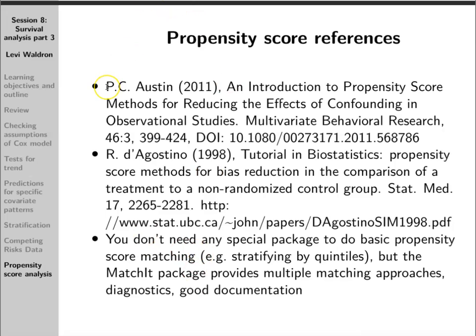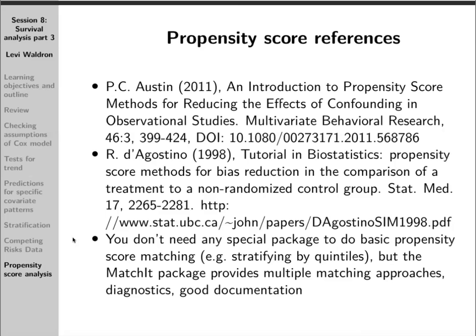So that's all I'm going to introduce about propensity score. Here are a few references. These are nice papers with reasonably straightforward introductions to the topic. And I'll just say you don't need any special packages to do a basic propensity score matching. It could just involve logistic regression, and then stratifying your participants by quintiles of the predictions. You could use the predict function on your fitted model and then use cut to split it into quintiles.